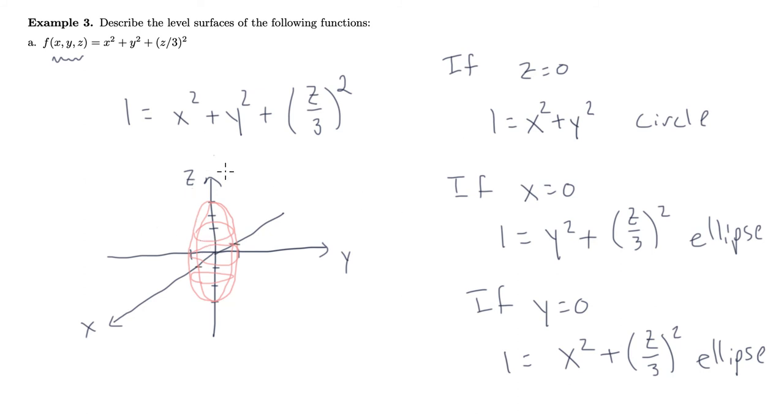And now this was for k equaling 1. But you can see that if, for instance, k were 2 or 3 or 4 or whatever, that's just going to cause these surfaces to expand out, but they're going to have the same basic shape. The level surfaces are all going to be these ellipsoids.